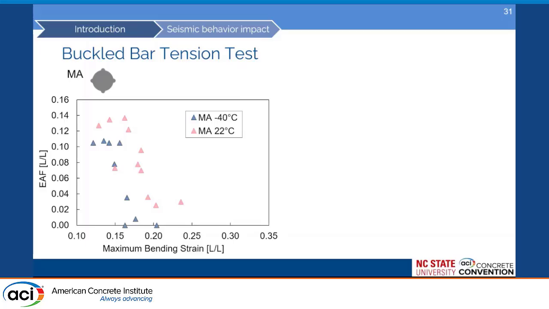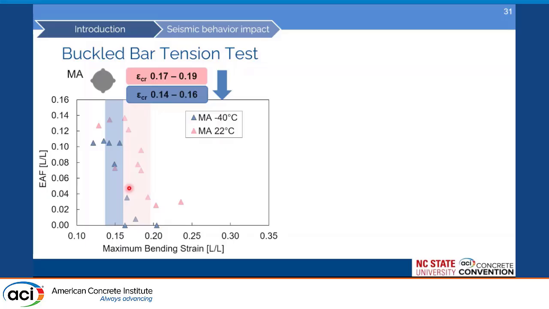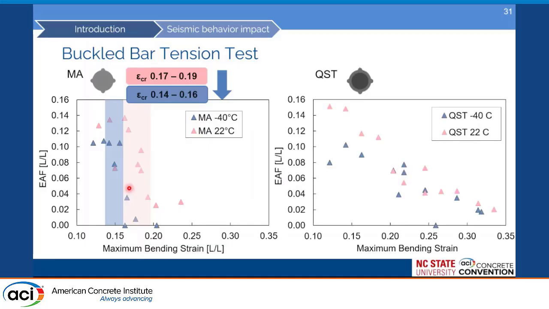What we observed from the bucket bar tension tests is that for the Micro-Loy, we were still achieving that typical abrupt transition in the failure mode. And there was an impact of the temperature on the critical bending strain. So at room temperature, critical bending strain was ranging from 17 to 19%, and at low temperature, it decreases to 14 to 16%. For the case of the quenched and tempered, we didn't observe this clear difference in behavior; it looked very similar to the room temperature conditions.